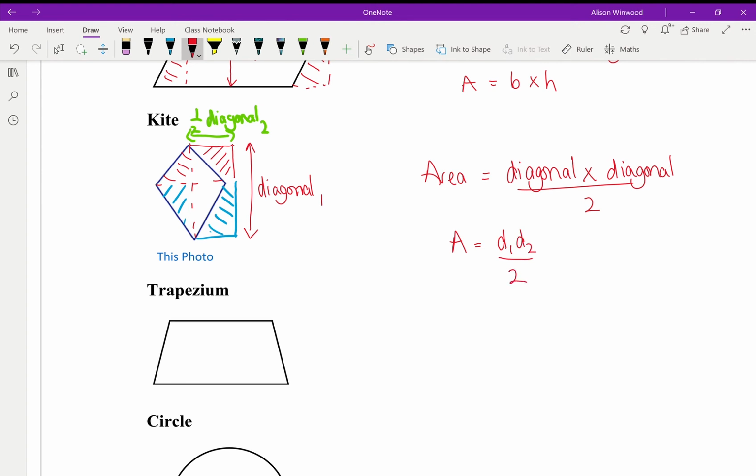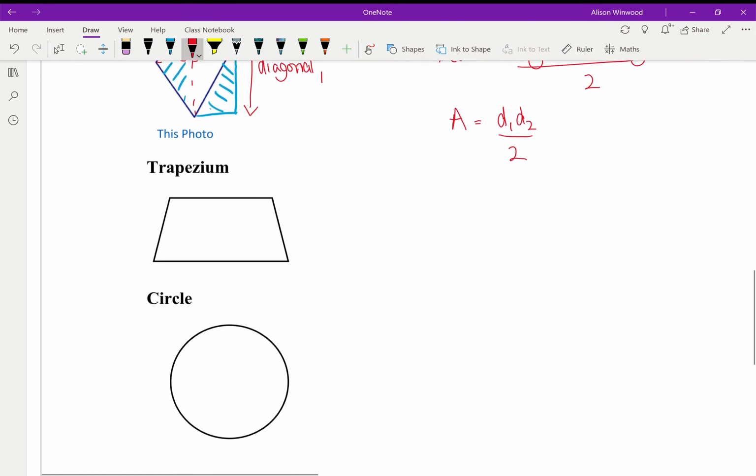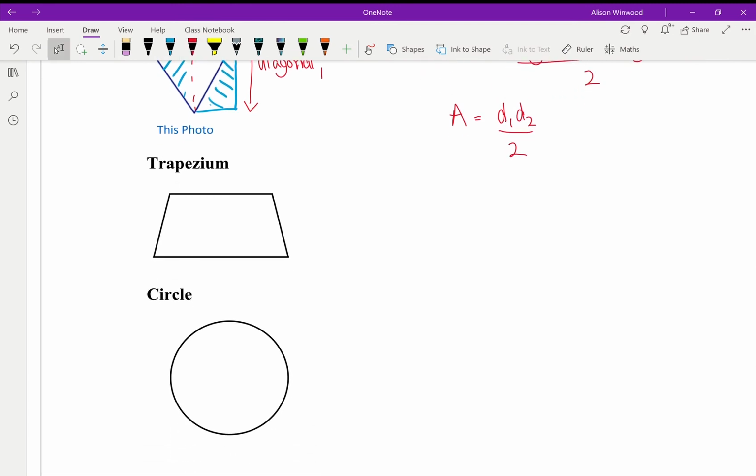Trapezium is the hardest formula, but this formula is given to you on a formula sheet always, and it has a similar trick to the parallelogram and the kite, where we take the top and the bottom, the parallel sides, and we add them up and divide by 2, so we find the average of them, and then we multiply by the height between them. But that formula is always given to you.